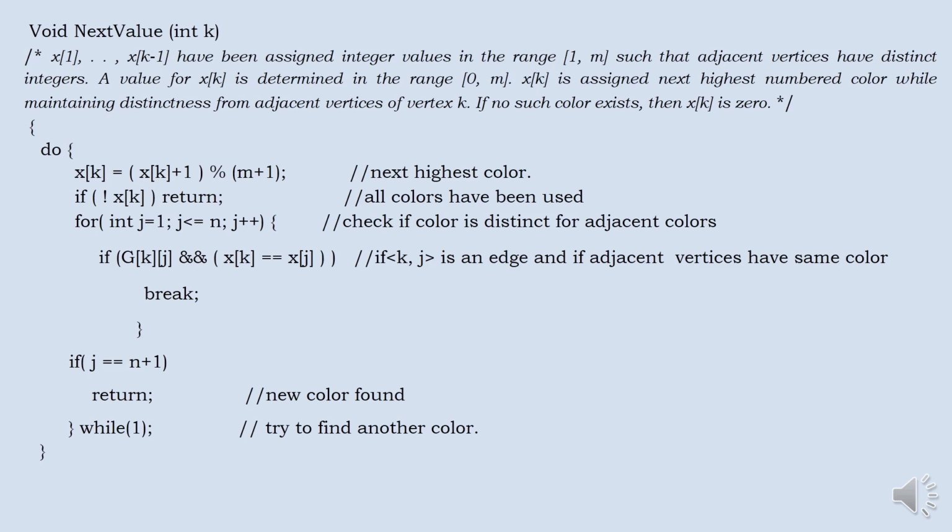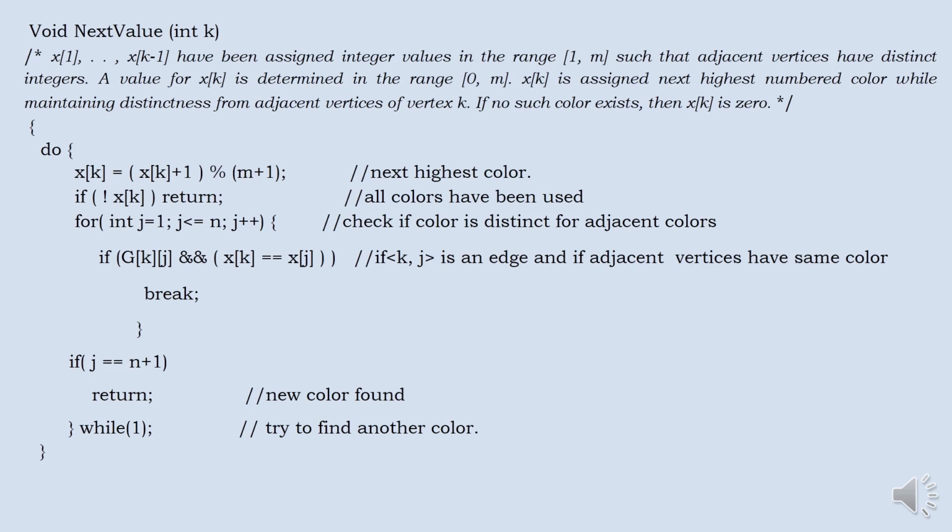Once x of k is assigned the next highest numbered color, by maintaining difference from adjacent vertices of k, once you get the color, you just check with the adjacent vertices. They should not have the same color. So if no such color exists, then x of k will be 0.